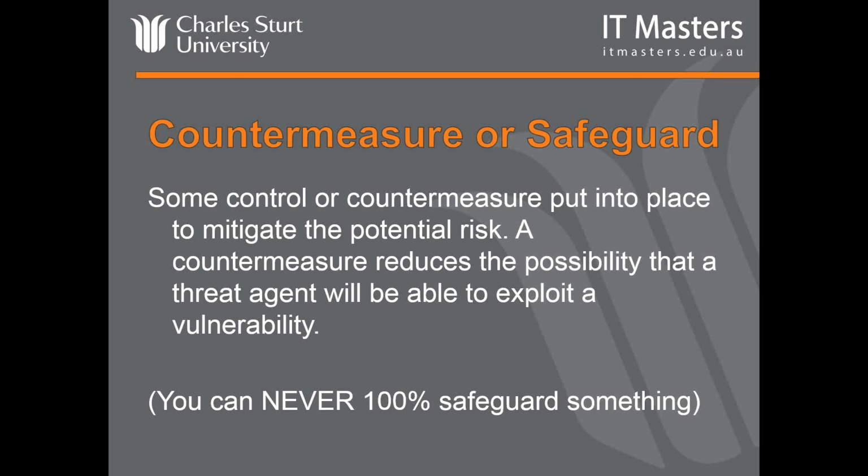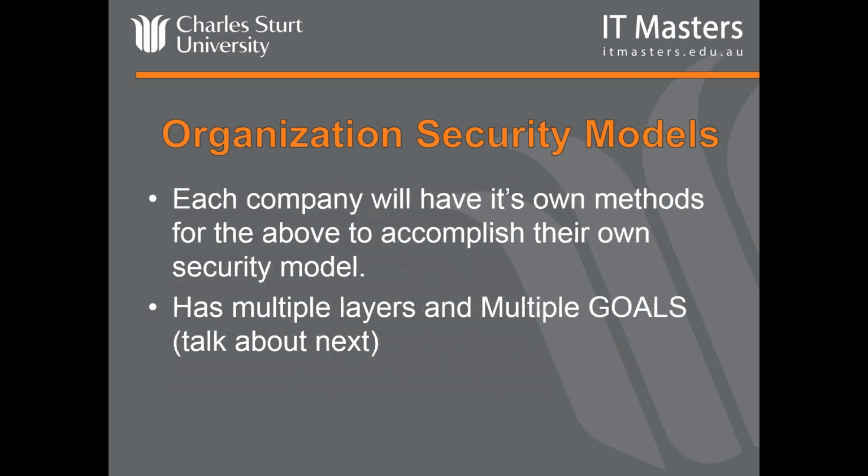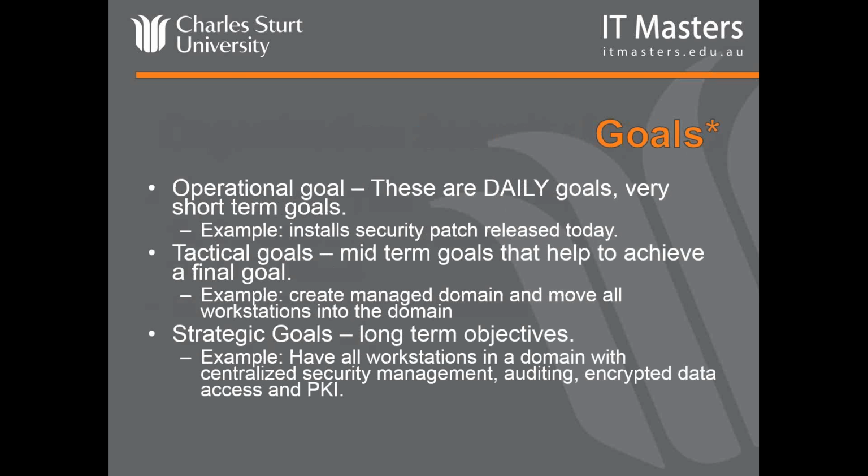So we have countermeasures and safeguards to try and help us be as secure as is viable. We have to think about how our organization goes about it. We use models and frameworks for this. These are those things like processes and whatever else that help us support the end goal. Each company will then have its own methods, own methodologies, multiple layers, multiple goals, and whatever else. Operational goals, technical goals, and strategic goals. Operational goals are daily things, the short-term stuff that you work on each and every day. Tactical goals, mid-term, creating something like wanting to implement NAP, Network Access Protection, so that your Windows domain is more secure. And strategic goals are the long-term objectives.